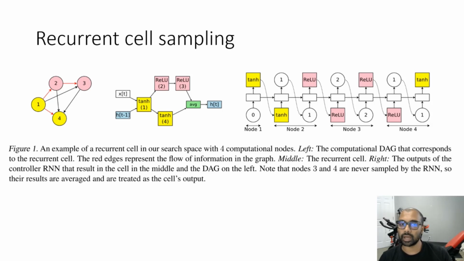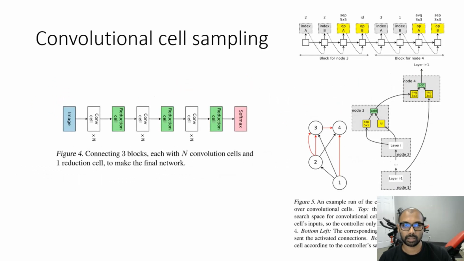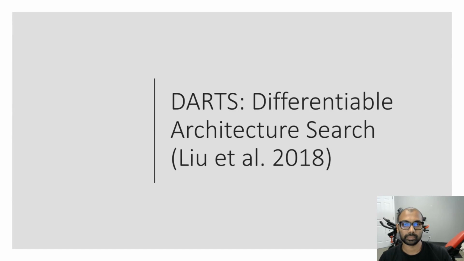Here are some examples of RNN cells learned by ENAS. Some examples of CNN cells. As you can see, the cells are pretty complicated and unlikely to be made up by humans.